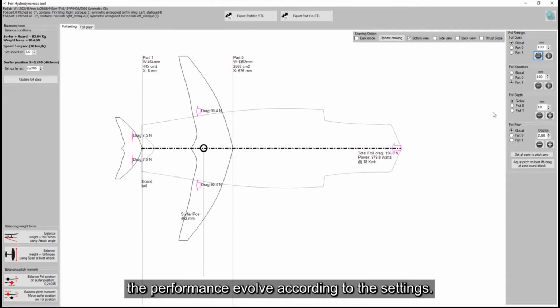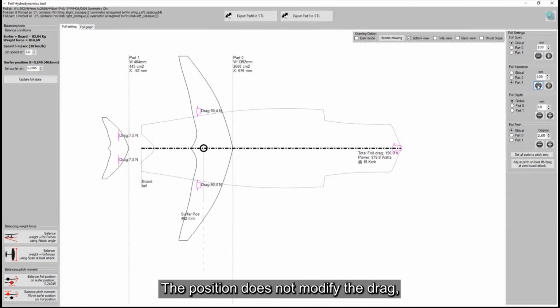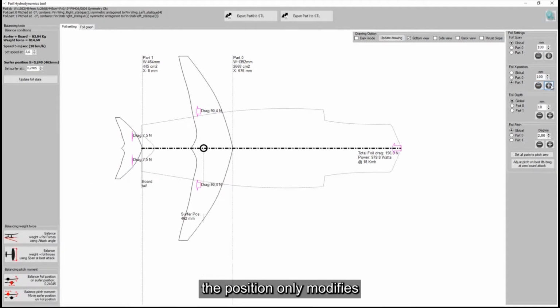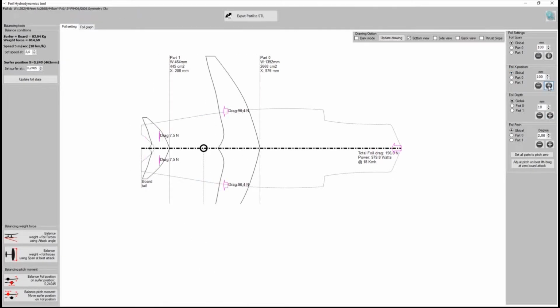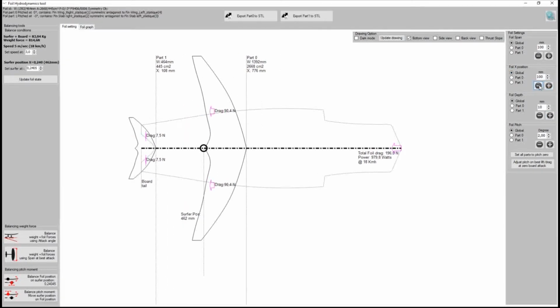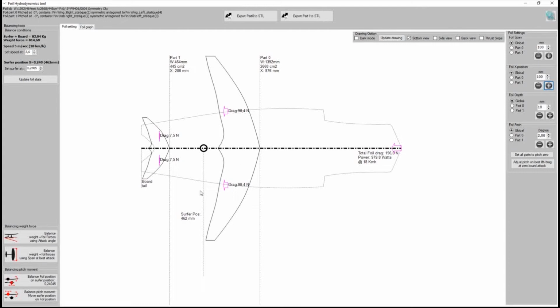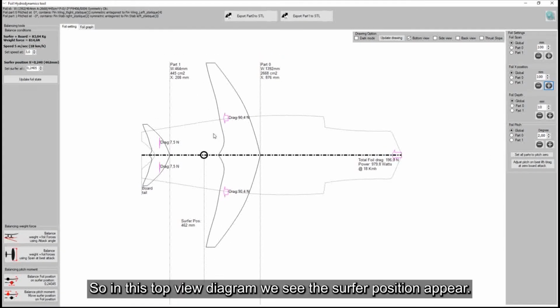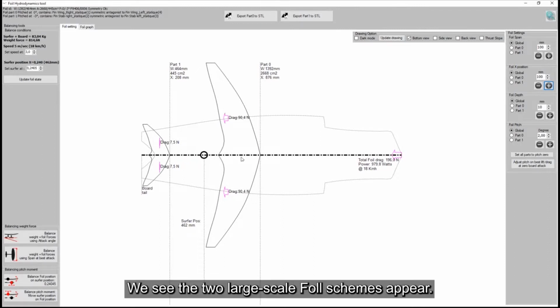So we see the performance evolve according to the settings. We have modified the wingspan, the position. The position does not modify the drag. The position only modifies the pitch moment. So in this top view diagram we see the surfer position appear. We see the two foil schemes appear at large scale.